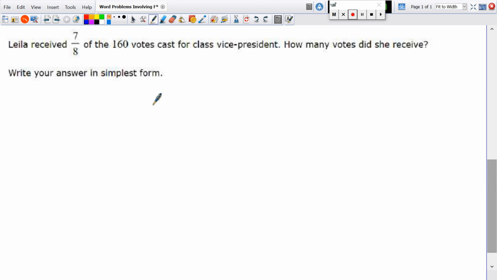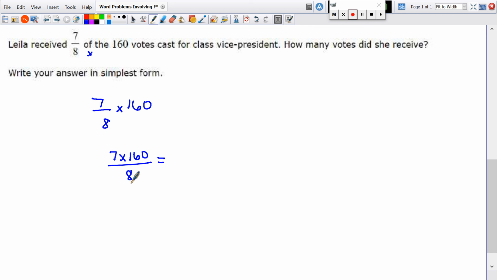Layla received 7/8 of the 160 votes cast for class vice president. Again, "of" usually means multiply: 7/8 times 160. How many votes did she receive? I'm going to pop this whole number, the 160, up top with this 7. But before I multiply and get a really huge number there, I'm going to see if I can divide.